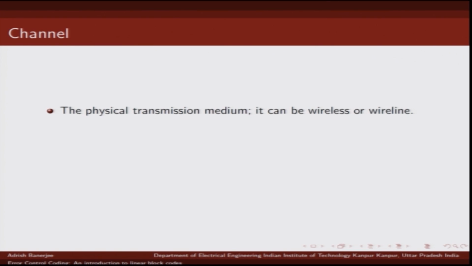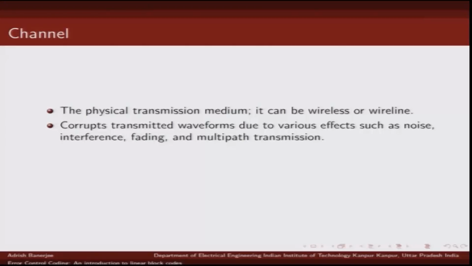The next block in our block diagram was the channel. So, what was the channel? The channel was essentially our transmission medium over which we were sending our coded bits. The physical transmission medium is known as the channel, and this could be a wired medium, for example, our old fashioned phones, or it could be a wireless medium.